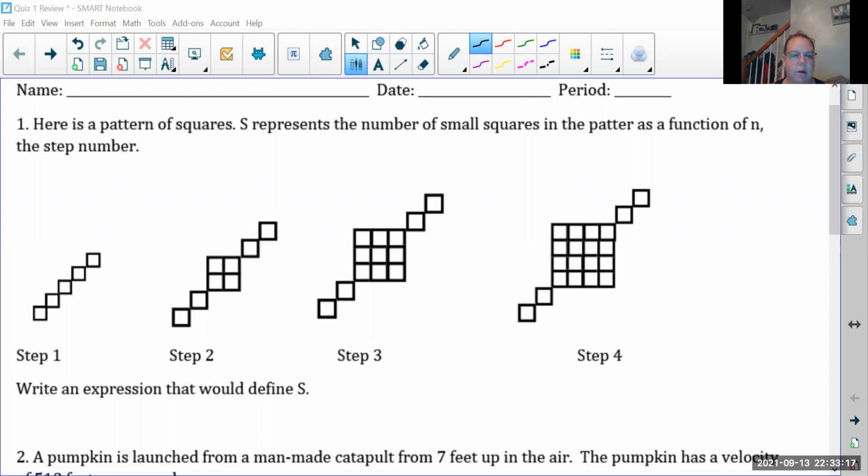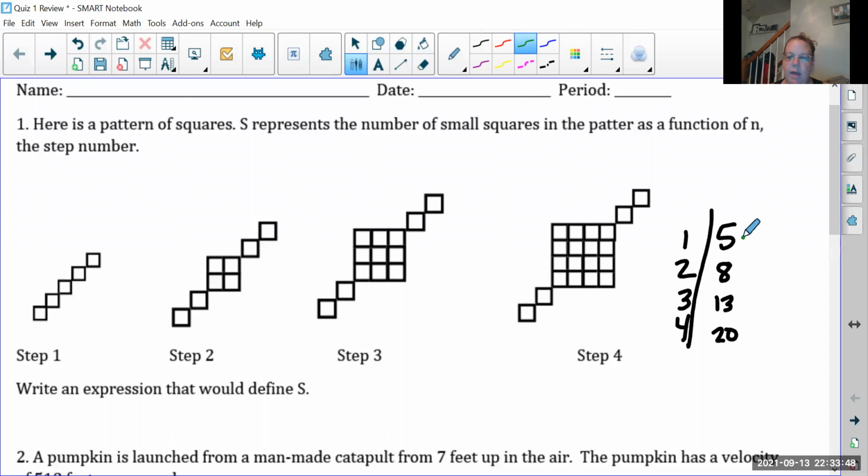Okay, so this is how you're gonna do problem number one for the quiz review. There's a couple ways you could do it. One, you can make a table: step one, step two, step three, step four, and see what happens. There's 5 blocks here. This one, there's 4, 5, 6, 7, 8. This one, there's 13, and then 20. So you can check to see what kind of growth it makes.